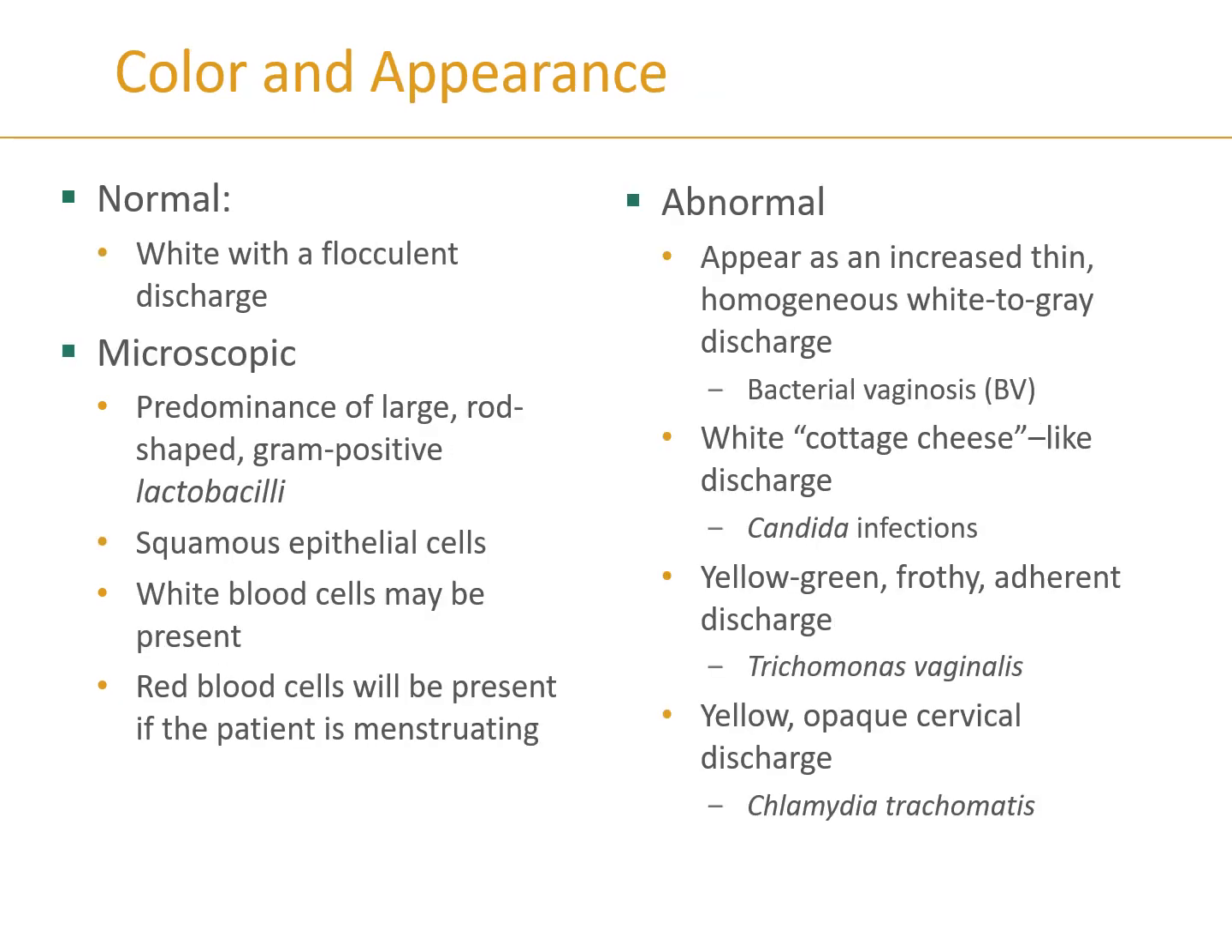The normal color and appearance of vaginal discharge should be white and flocculent. Now, flocculent can mean woolly, but when we talk about it in lab terms, we're not talking about a woolly discharge. It's actually just more consistent. It stays together, so it's more like a mucousy type of discharge that is white, not necessarily woolly.